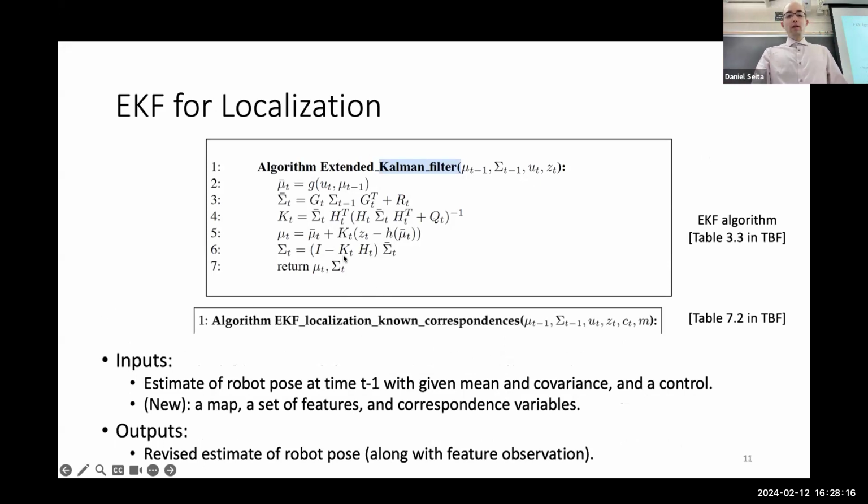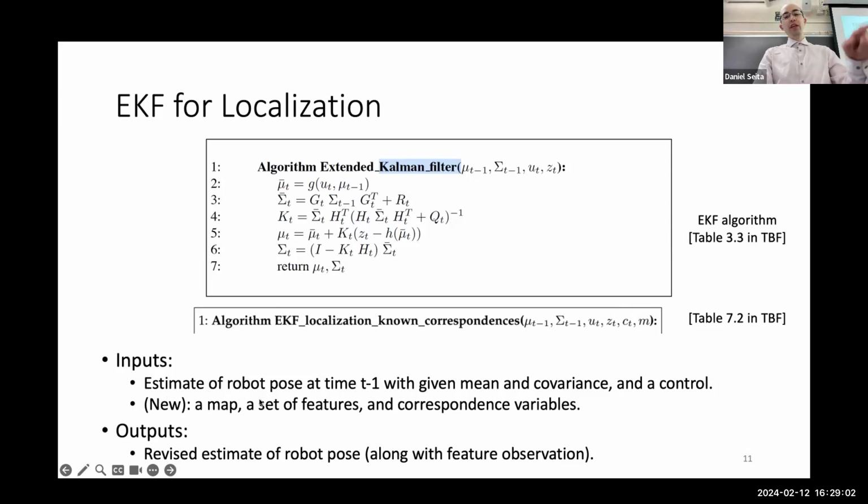If you want to compare the different inputs, this is your standard EKF. I think you've been working on that for your homeworks too. The EKF for localization assumes this input. You see that a lot of this is the same input, but what's changed? c_t and m. What's m here? Yeah, the map here. And then c_t is, well, I kind of gave it away.